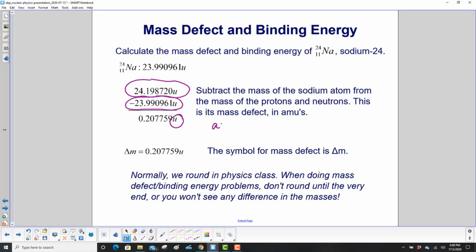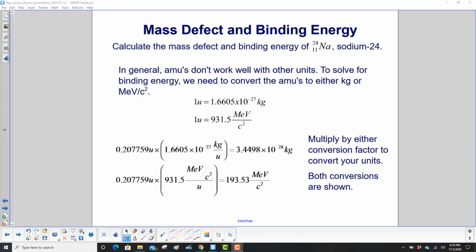They used to be abbreviated AMU a long time ago, but I guess U is shorter. The symbol for mass defect is delta M. Normally we round in physics class. When doing mass defect binding energy problems, do not round until the very end, or you won't see any difference in the masses. In general, atomic mass units don't work well with other units.